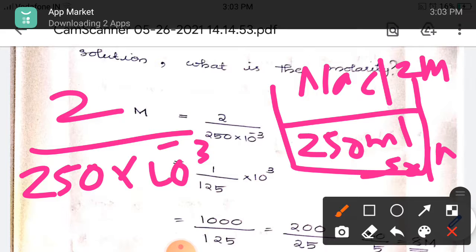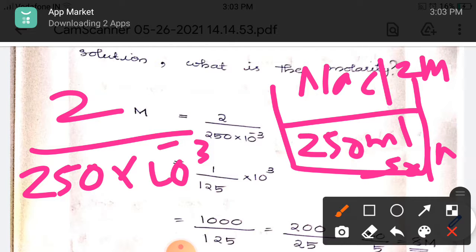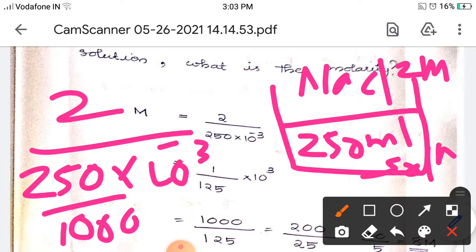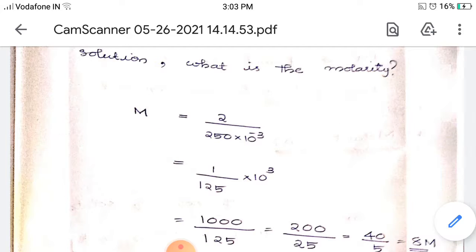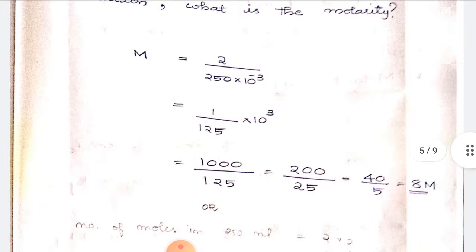That means 250 divided by 1000. To convert milliliter into liter, you have to divide by 1000. Then you get this answer. This is the problem method, that is by using the formula. By using the formula you have to calculate like this.